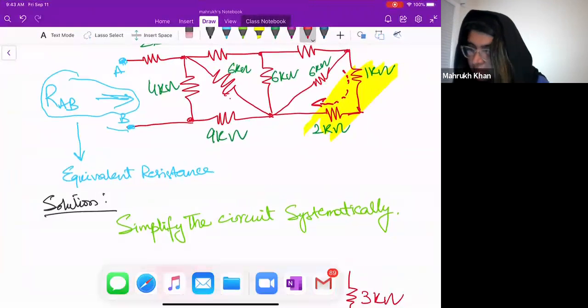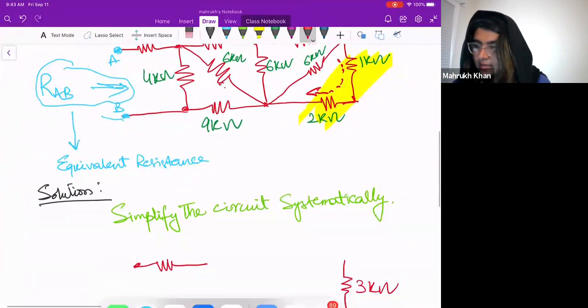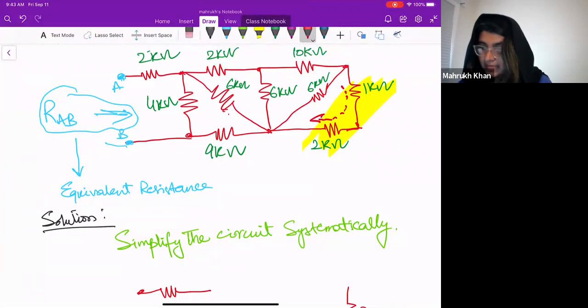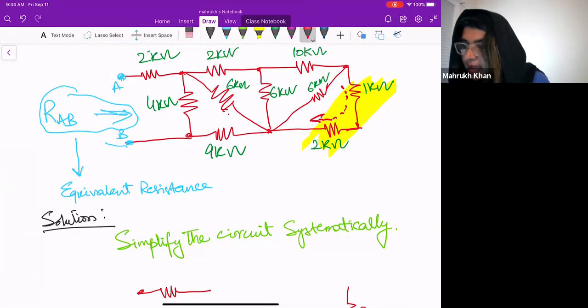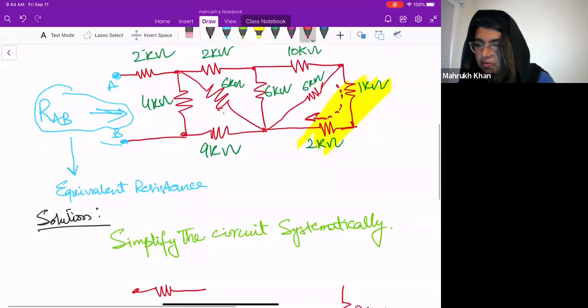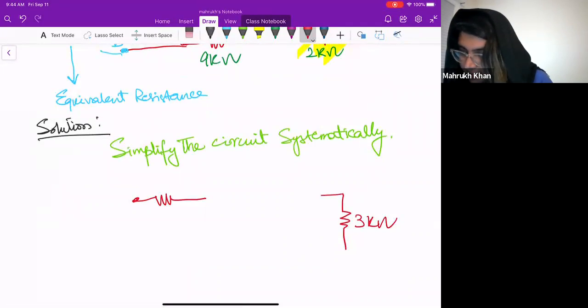Another thing I want to ask: this 6 kilo ohm, I know it looks a little bit complicated, right? But when I combine these resistances, 1 kilo ohm plus 2 kilo ohm, making 3 kilo ohms, what do you think I should draw the 6 kilo ohm like? How can I simplify it? Can I do that?